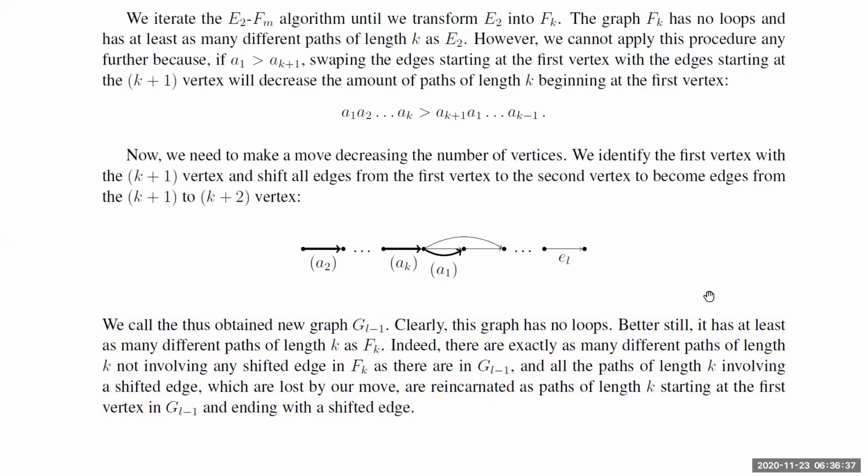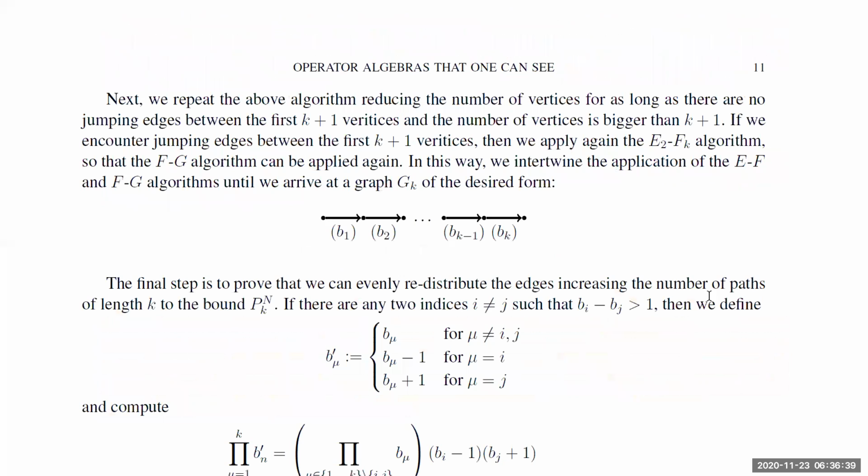So that move I like because it's easy to explain. And now you see we have two tools at hand. We have this E to F algorithm, and then we have also this F to G algorithm. So next we repeat the above algorithm of reducing the number of vertices for as long as there are no jumping edges between the first k+1 vertices and the number of vertices is bigger than k+1.